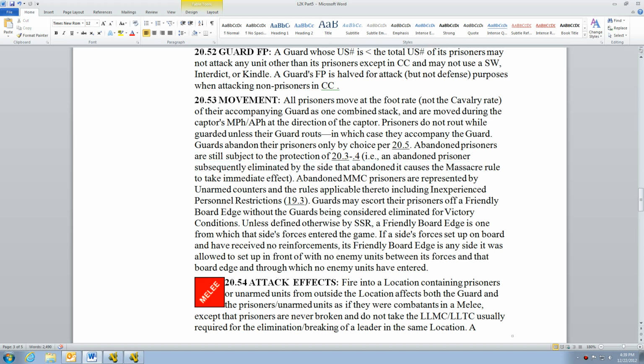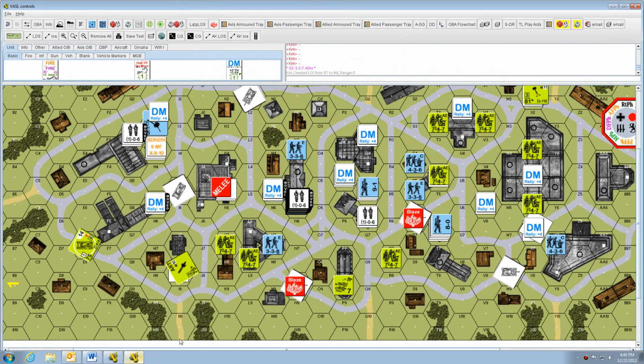Anyways, the rule I wanted to talk about was prisoners don't route unless their guard routes, in which case they accompany the guard. In this case, the prisoners will just route with the guard. Now, the German player can stay right here if he wanted to because he's not in an open hex, etc. Or he can route back into this hex, or whatever he decides to do. But the German player has to be careful because it is broken and he has prisoners, and so there are going to be some other rules that are going to kick in here in just a few minutes.